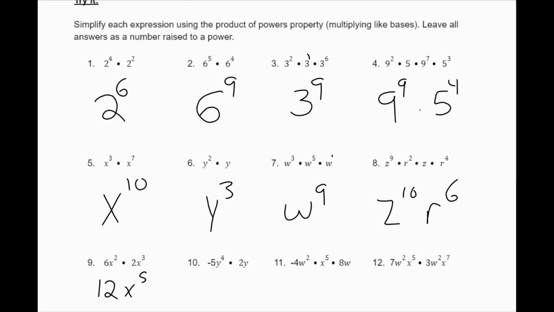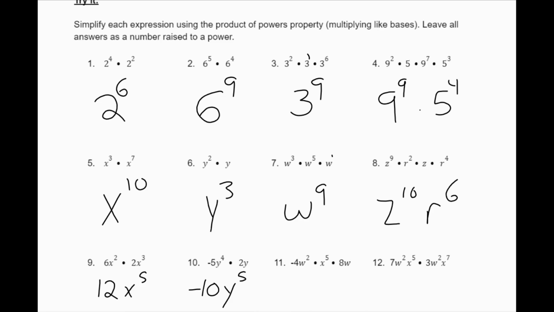Number 10, we have negative 5y to the fourth times 2y. Again, I'm going to multiply the coefficients, so negative 5 times 2 is negative 10. And then I'm going to add their exponents because they both have a base of y. So y to the fourth times y to the first is y to the fifth.